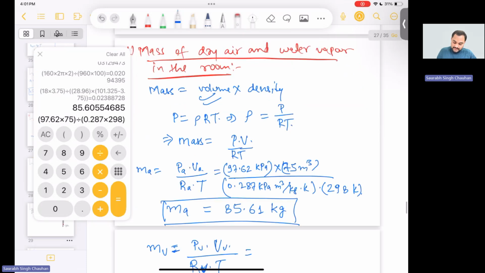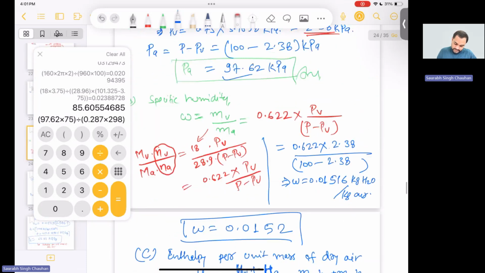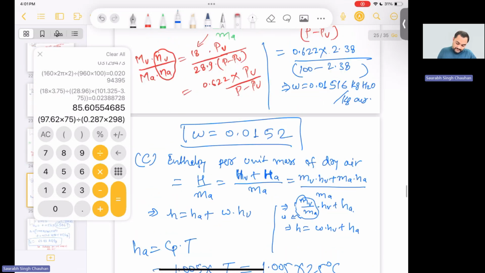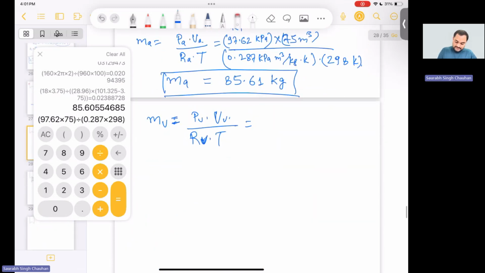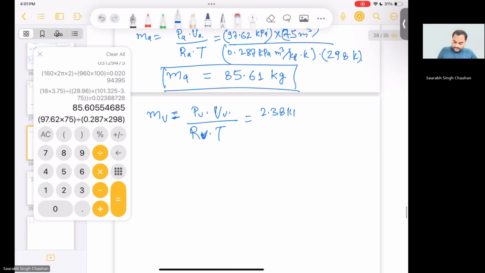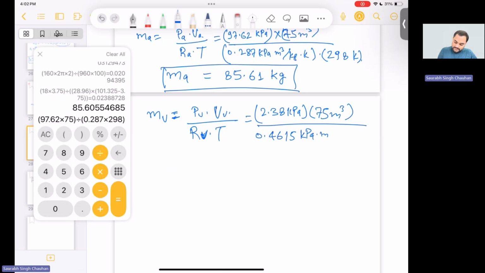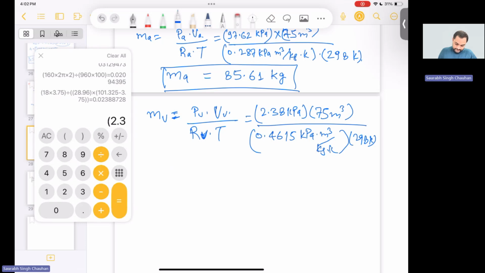Okay, so partial pressure of water vapor we have found, and it was coming to be 2.38 kilopascal. This volume we have found, this is 75 meter cube divided by the gas constant for water vapor. I am taking 0.4615 kPa meter cube per kg Kelvin. You can check this value in tables, and temperature is of course 298 Kelvin.